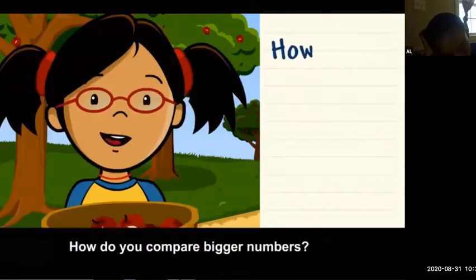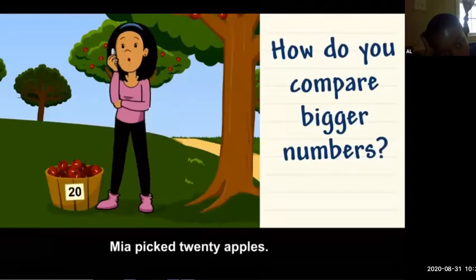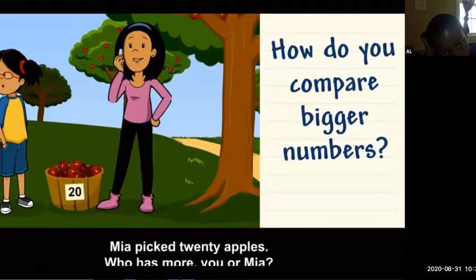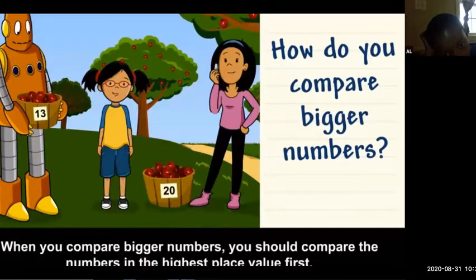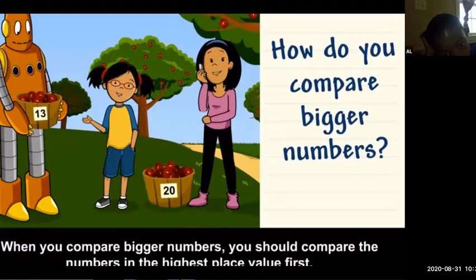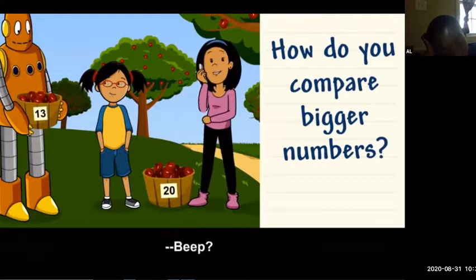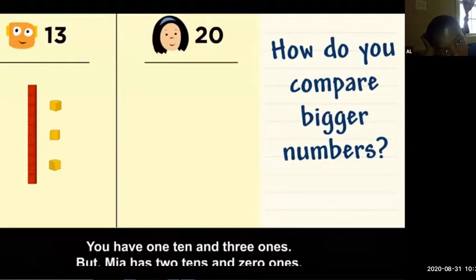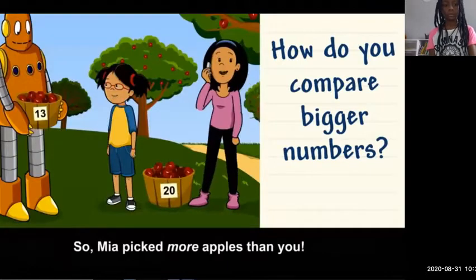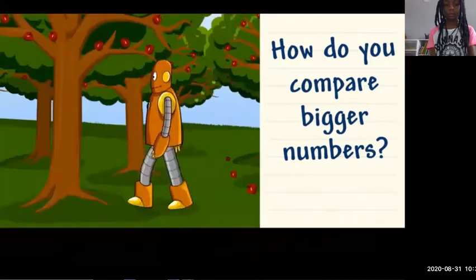How do you compare bigger numbers? Mia picked 20 apples. Who has more, you or Mia? When you compare bigger numbers, you should compare the numbers in the highest place value first. You have 1 ten and 3 ones, but Mia has 2 tens and 0 ones. So Mia picked more apples than you.